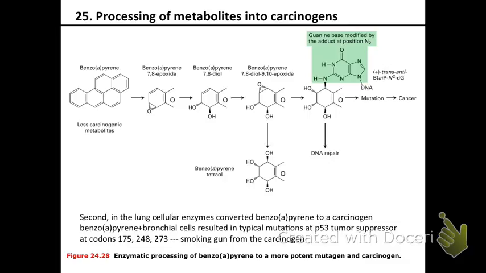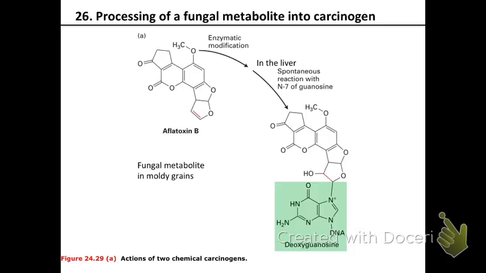So the researchers then made a direct link in the ability of this agent to cause the exact same mutations in p53. And these mutations are not typically seen in other cancers that happen in other regions of the human body, like colon cancer and etc. So they can say, okay, this is really the smoking gun that's coming from the cigarette smoke into the lungs.